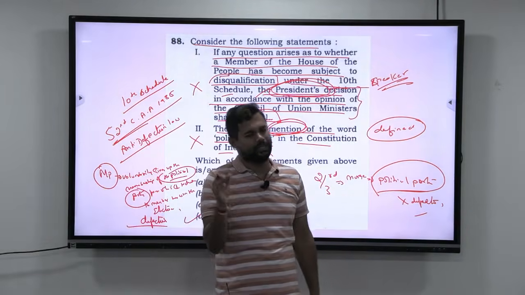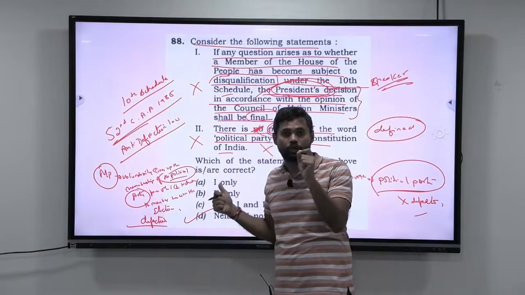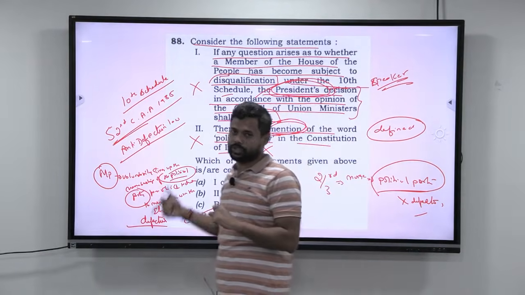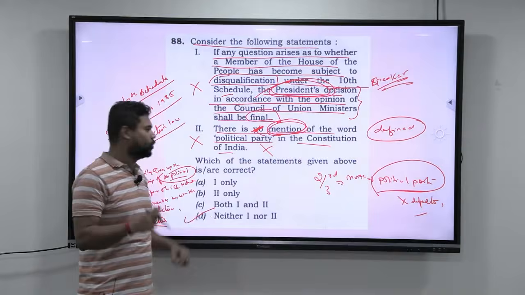A very straightforward question, each and everyone will know, but these are the questions where you should not go wrong. So keep that in your mind. The 88th question, the answer is D, neither 1 nor 2 is correct.